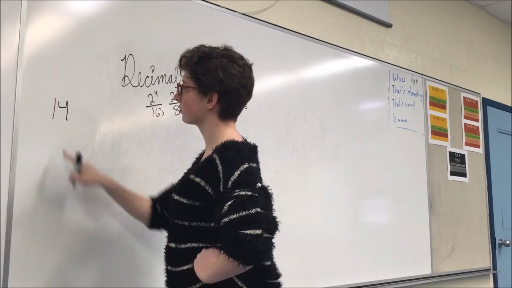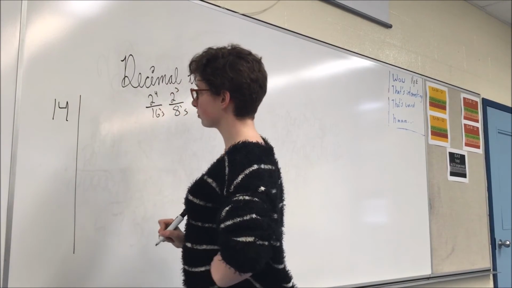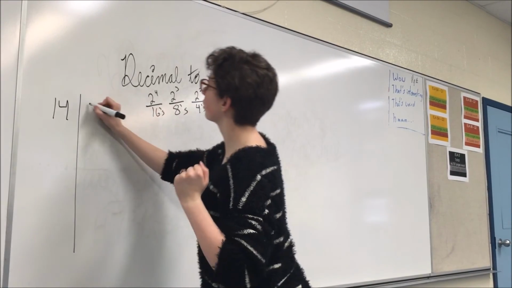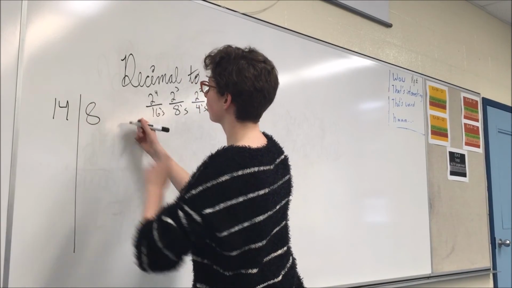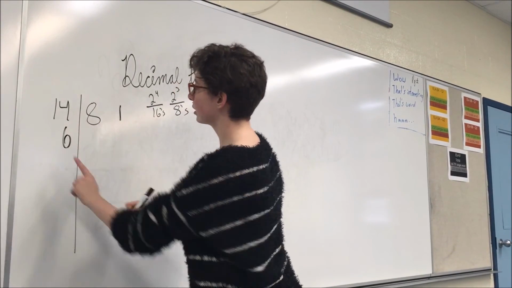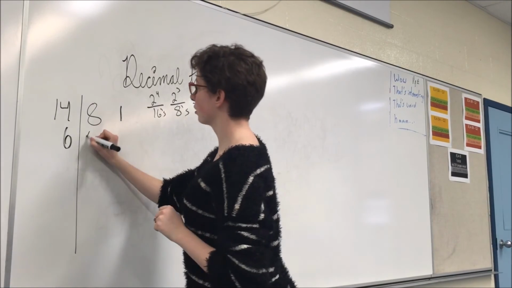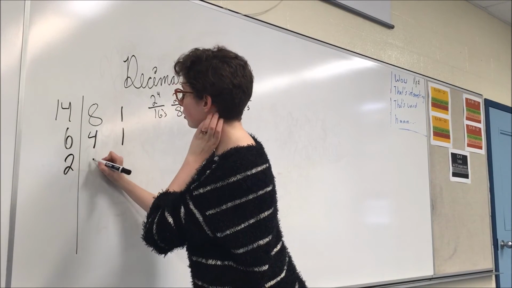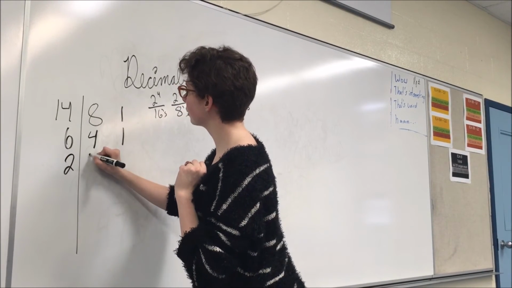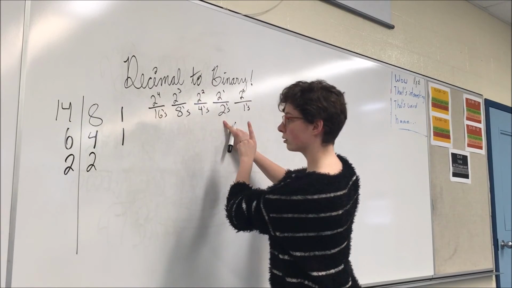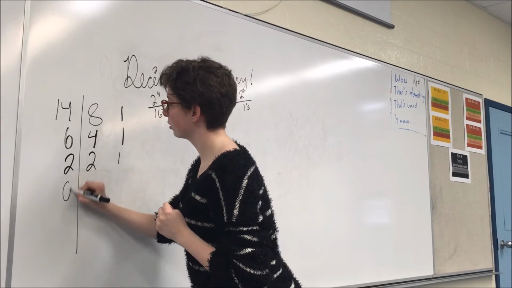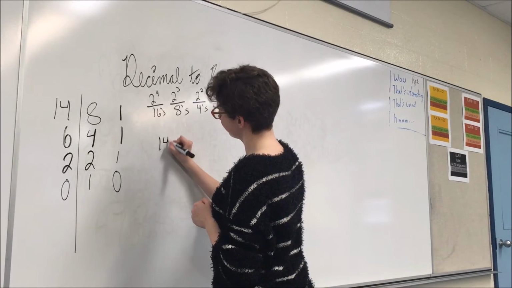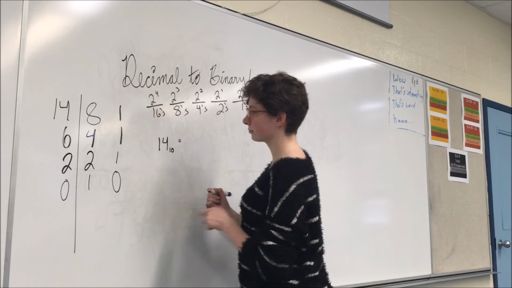So 14 is between 16 and 8. So then 8 goes into 14 once, with a remainder of 6. So then the next value is a 4, and 4 goes into 6 once. So then the next one is a 2, and that'll be in the 2 spot. So that goes in once. And then you have nothing left for the 1 spot, and 1 goes into 0 no times. So your binary translation for 14 in decimal is 1110.